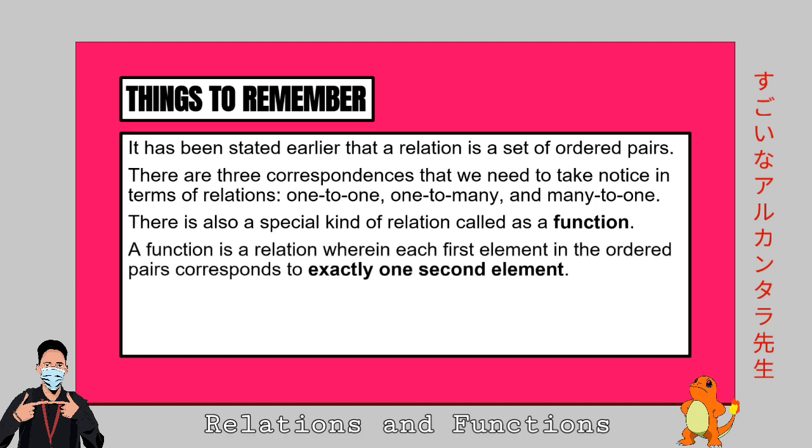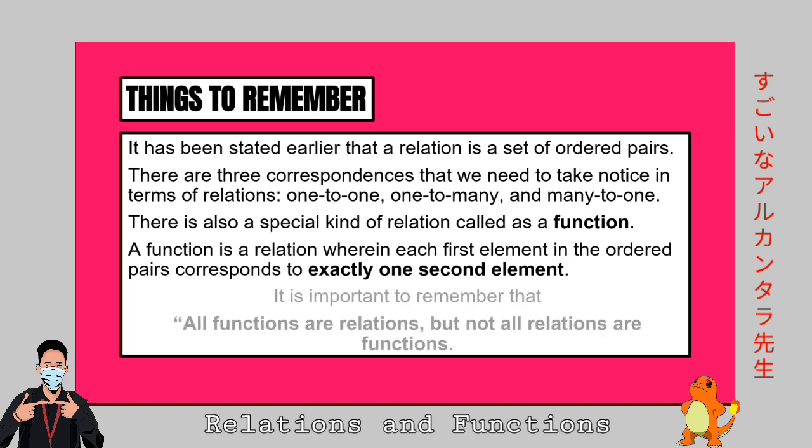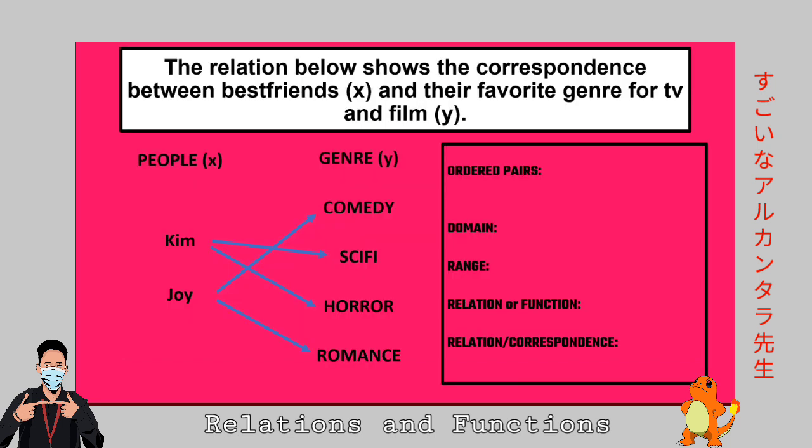So a function is basically also a relation, wherein the first element in the ordered pair corresponds to exactly 1 second element. So what this implies is that, again, the term is exactly 1. Later, we can take note of this highlighted term in order to guide us as to how to put our answers correctly. So in this case, always remember that all functions are relations, but not all relations are functions. So among the three that we have, one-to-many, one-to-one, and many-to-one, those are all relations, but not all of them are functions. And that's the thing that we have to figure out.